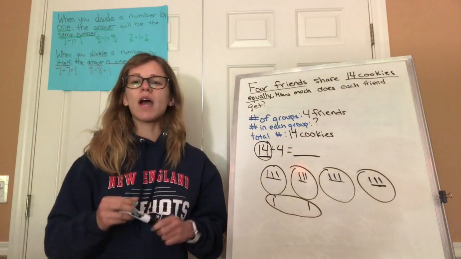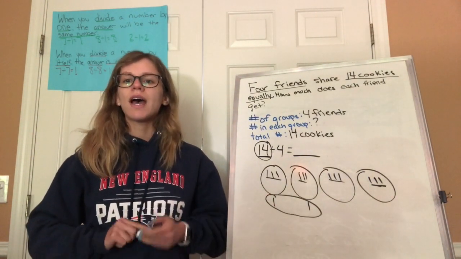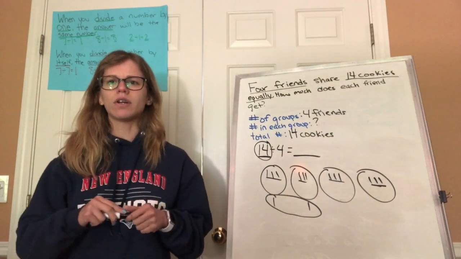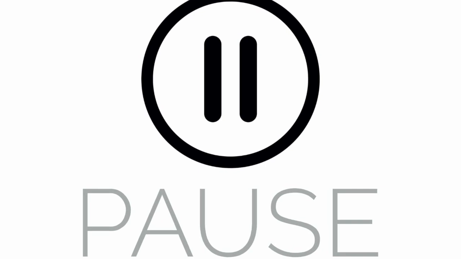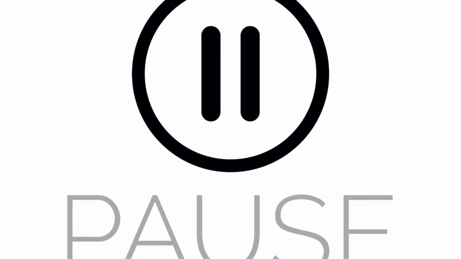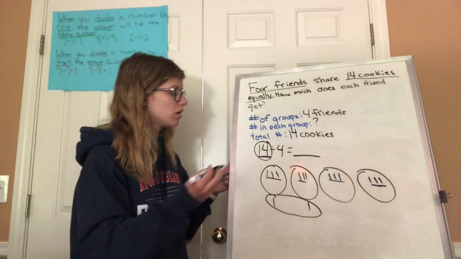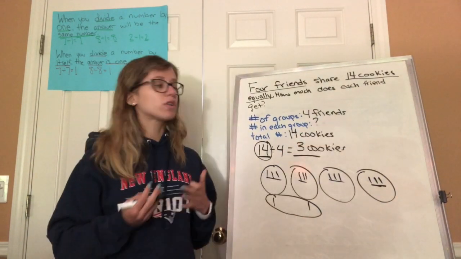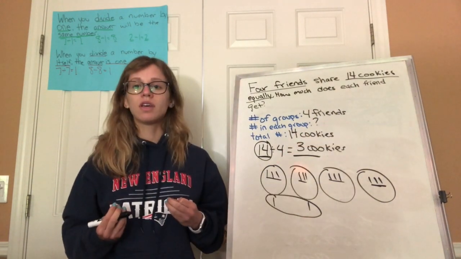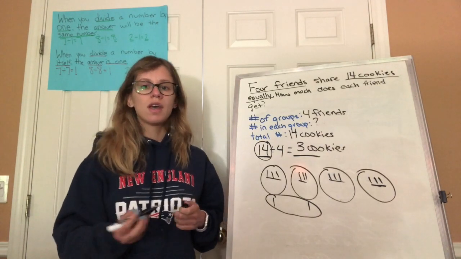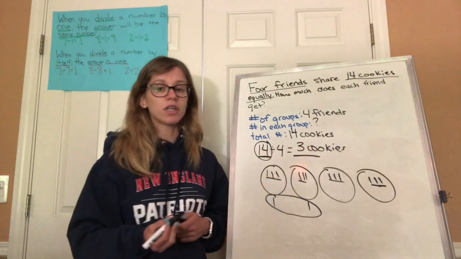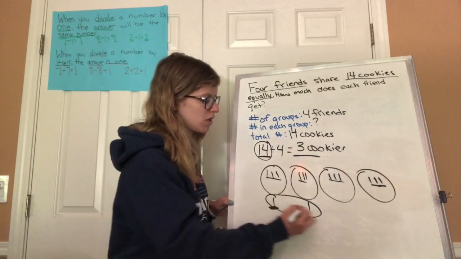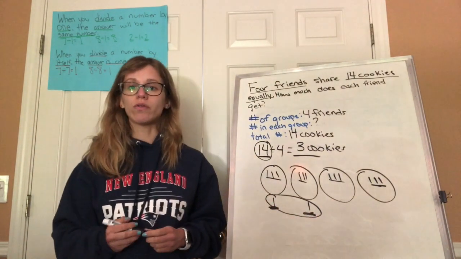So pause me and think about, how can I write this? How can I write my answer of 3 cookies with 2 left over? So what you can do is you can think that there's 14 cookies broken up into 4 groups, and each friend equally gets 3 cookies. But I could also be thinking, what am I going to do with these 2 cookies that are left over?